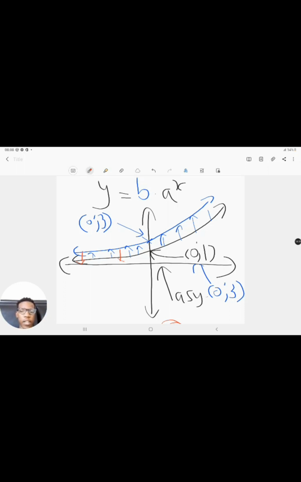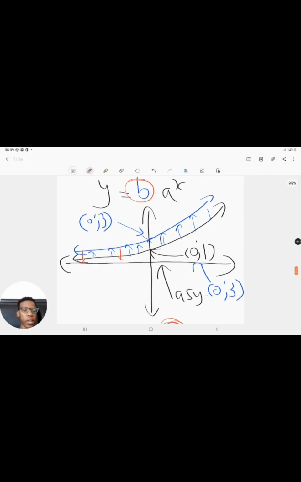The only difference that adding that b there has made is that all the y values that you get have been multiplied by 3, but it still behaves the exact same way as your original graph. So this is how b changes your graph. That's how it affects your graph.